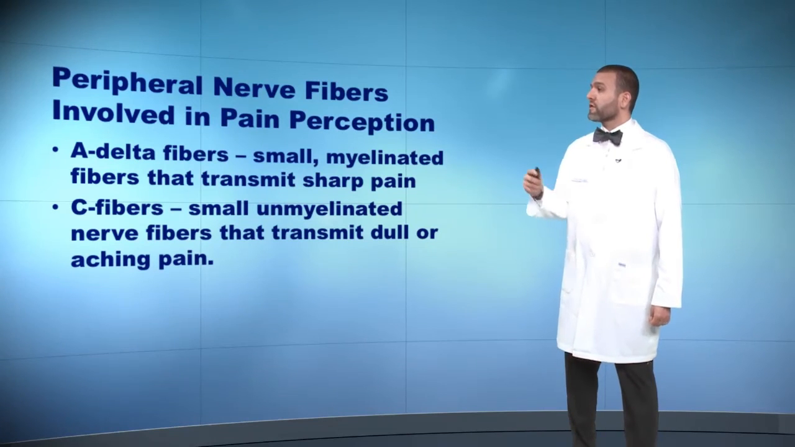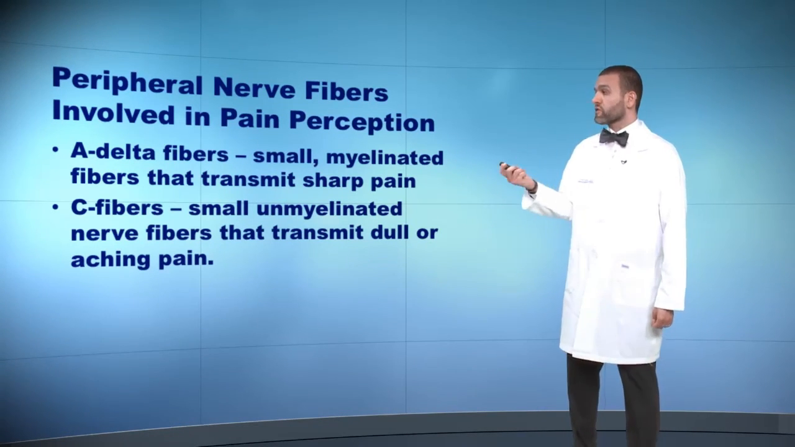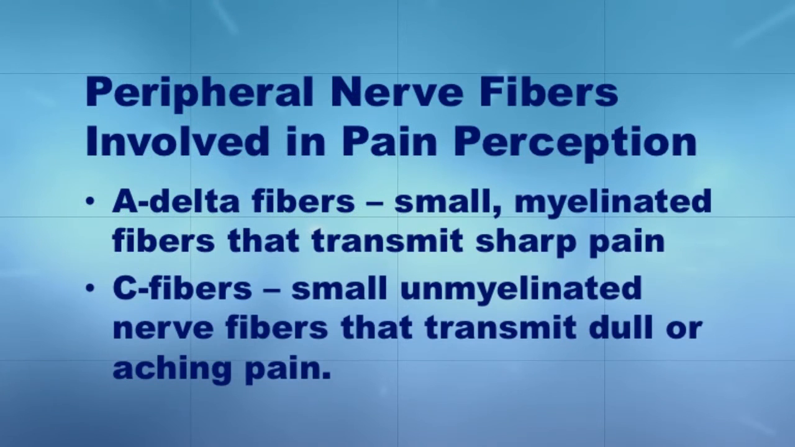So peripheral nerve fibers are involved in the pain perception, as I said before, either A delta fibers, which are small myelinated fibers that actually transmit sharp pain, or the C fibers, which are usually small and unmyelinated fibers, and transmit dull or aching pain.